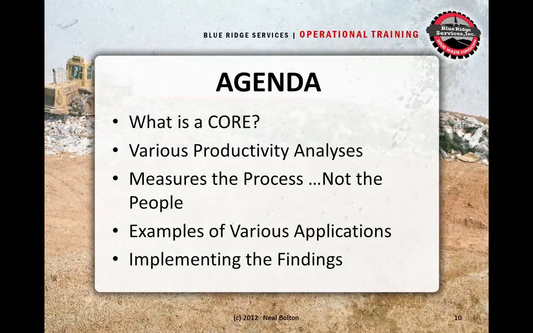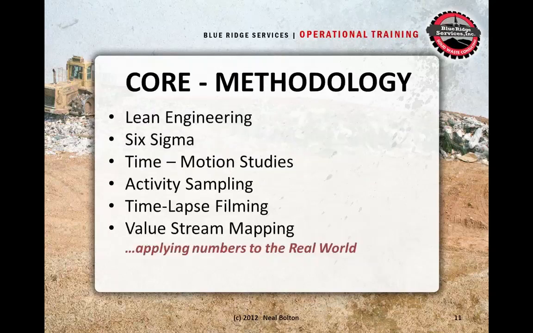So we're going to go through some examples for different types of waste facilities and hopefully give a broad picture of how this all works. The core methodology, the systems and analytical techniques we use, include lean engineering and Six Sigma. Six Sigma is a way of minimizing errors in a system. So when there's inherent error in our activity or in the process, Six Sigma helps us identify what those are. We use time motion studies and activity sampling and value stream mapping.